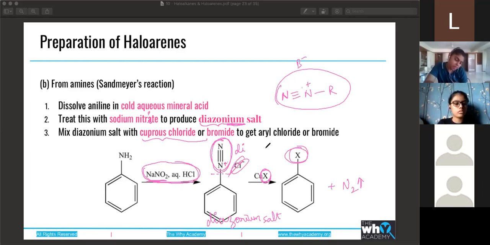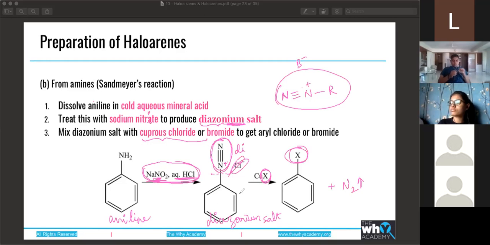So Sandmeyer's reaction: you start off with aniline, which is an amine attached to a benzene ring. Treat this in the presence of a cold aqueous mineral acid. Treat this with sodium nitrite, you get diazonium salt. See, the source of nitrogen is the nitrite group here.